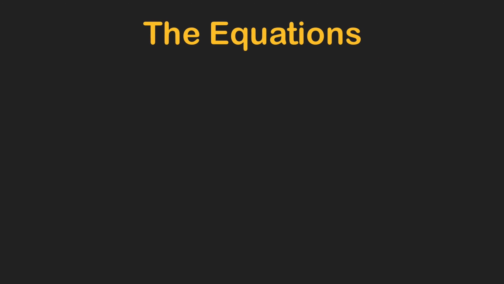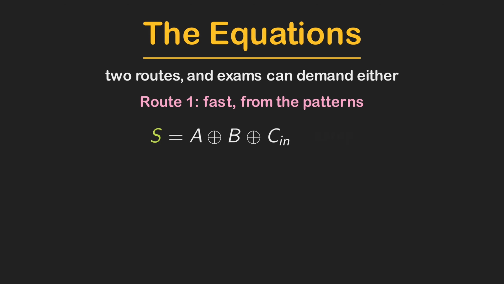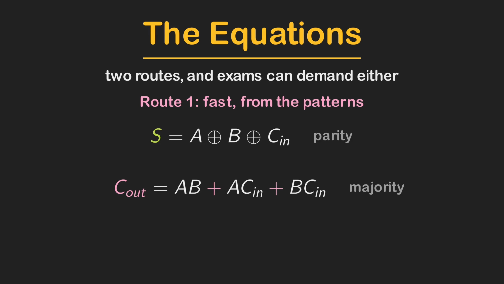With the behavior fully understood, we can compress it into algebra. Two routes, and exams can demand either one. The fast route comes straight from the patterns. The sum is parity, so sum equals A XOR B XOR carry-in. The carry is majority. It fires when some pair of inputs is high. So carry-out equals A and B, or A and carry-in, or B and carry-in. Hear what that says. Each term detects one possible pair of ones, and the OR asks: is some pair present?